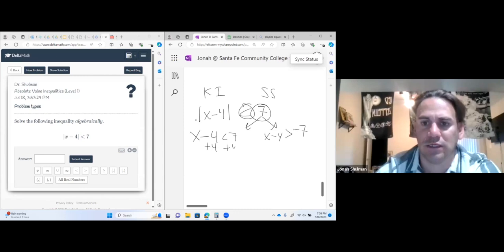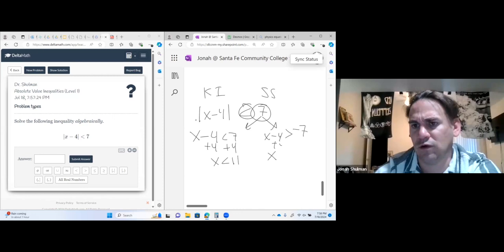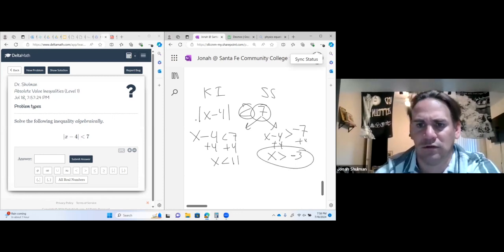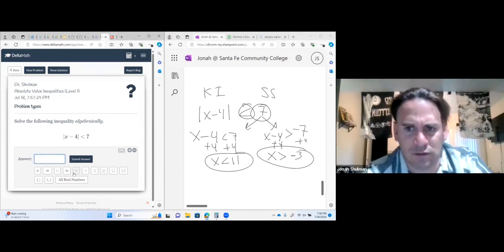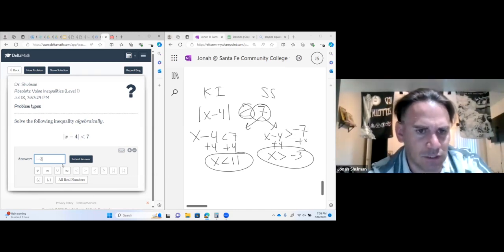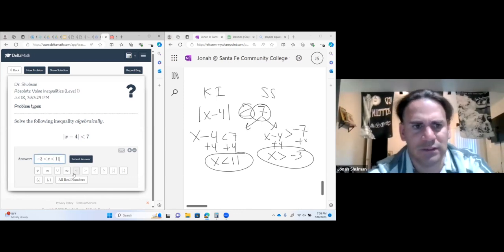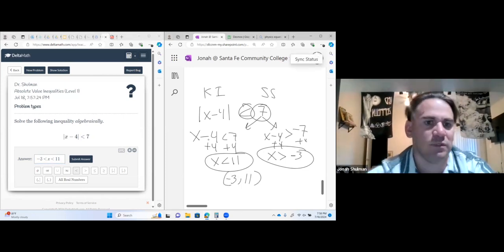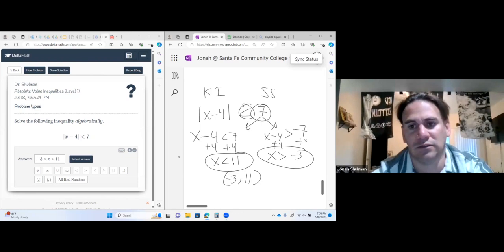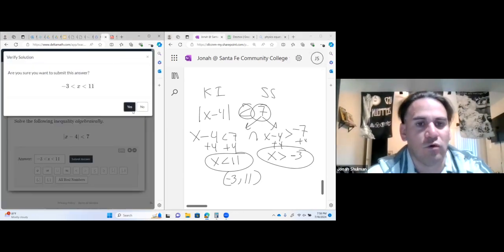We're gonna add 4 to both sides. X is less than 11, and this other side, we're gonna add 4. X is greater than -3. So we know it's gonna be X. Well, we want the whole thing, right? Because this is both together. So this is how this one's gonna look. -3 < X < 11. See how I did it that way? And this one's gonna be -3 to 11 because it's not two separate pieces, they're combined. So this is an and happening, not an or.